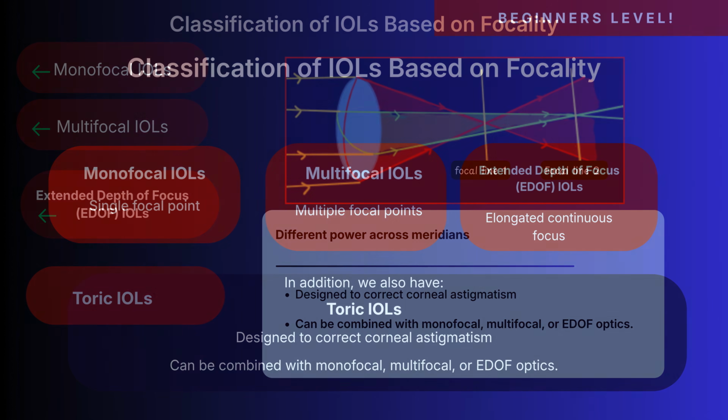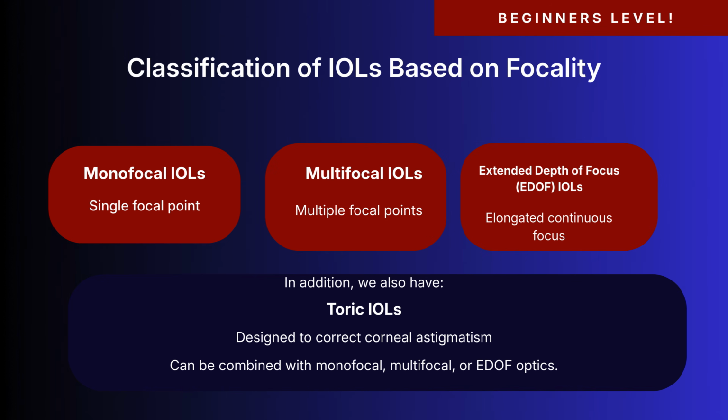Okay, so far, what we have discussed is a basic conceptual overview intended primarily for the beginners. At this stage, the goal was simply to understand what focality means and how intraocular lenses can be broadly classified based on the number of focal points they produce. From here onwards, we will gradually move into a greater depth.